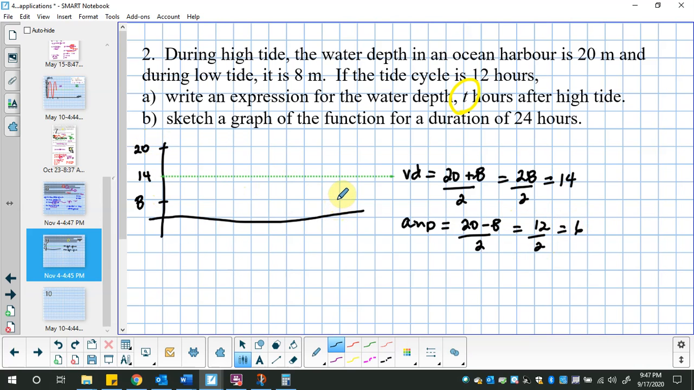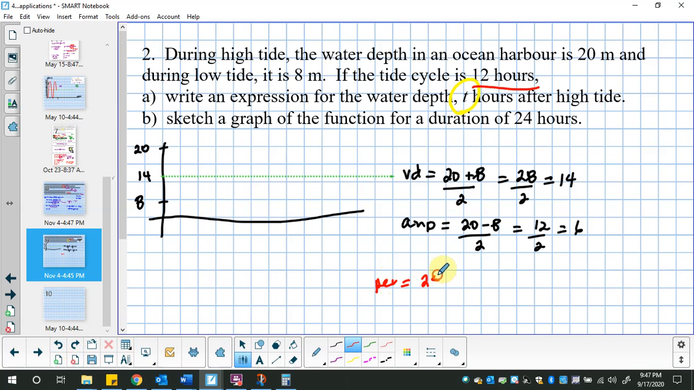The tide cycle is 12 hours. It says that right here. So first of all, bad question because you may not know what a tide cycle is. So a tide cycle, for the purposes of this, I think, because it's been a really long time due to COVID that I've been to a beach, tide cycle means that between high tide and low tide is 12 hours.